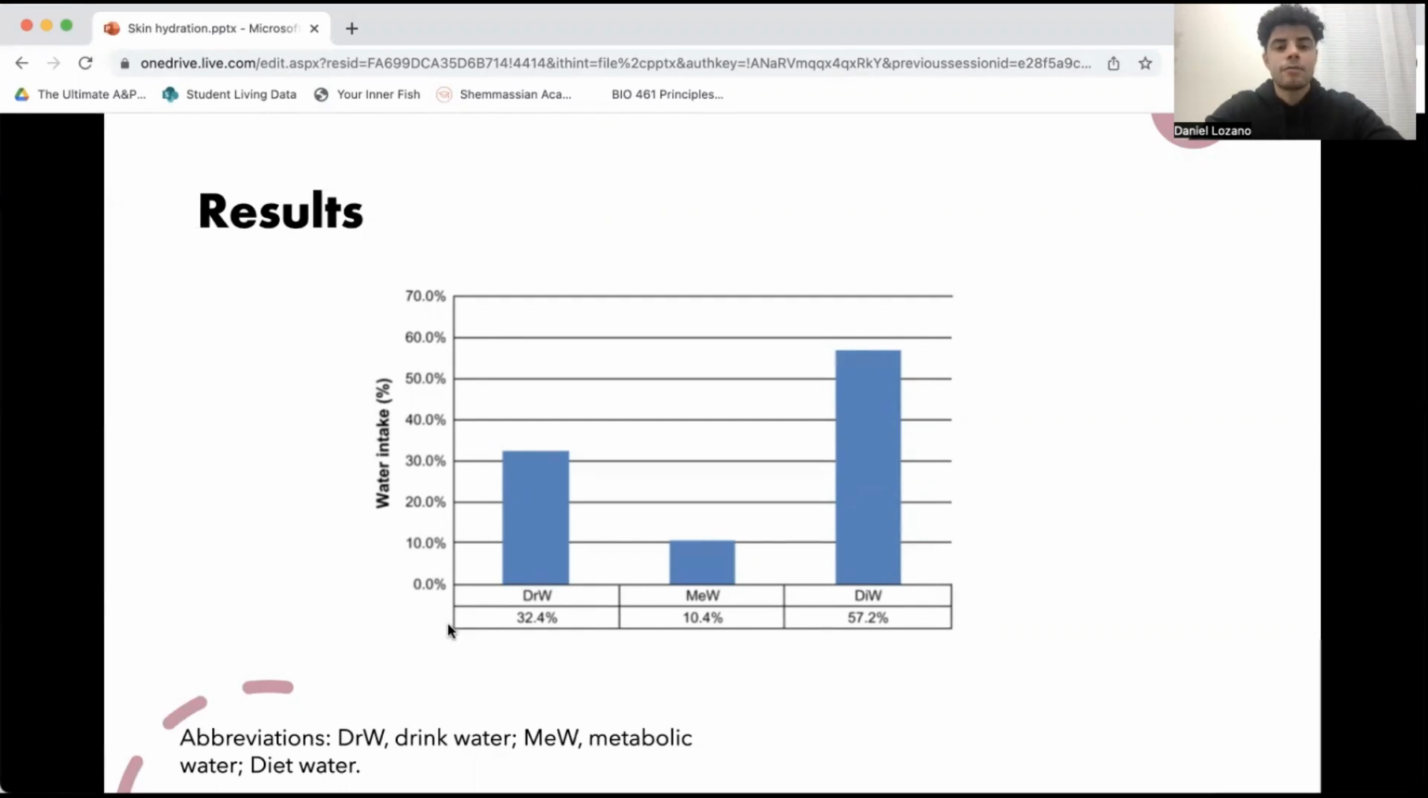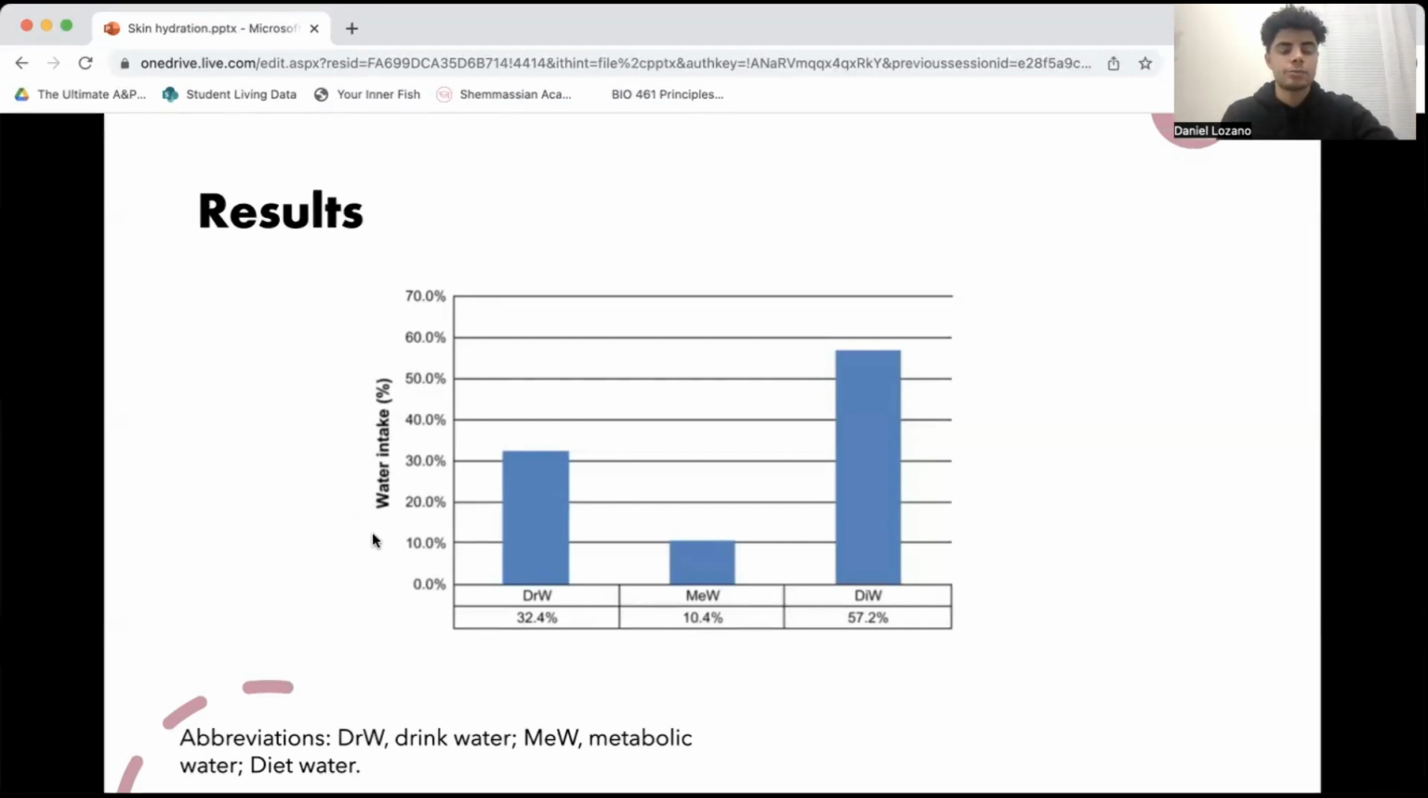Here in the x-axis, we have 3 categories. DRW represents drink water, and this is the water that we can drink straight from bottles. MEW represents metabolic water. This water is being produced inside our bodies from phospholipids, from proteins, from carbohydrates. And DIW represents dietary water. This is water that is contained in everything that we eat. So even this onion has some water molecules in it, and our bodies are going to be able to process them and use these molecules as needed.